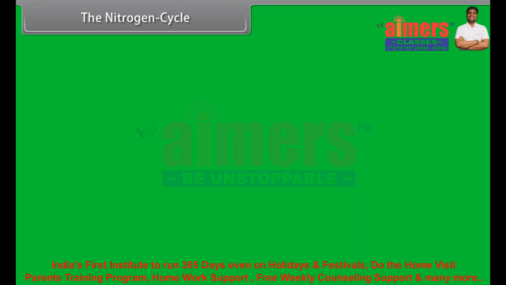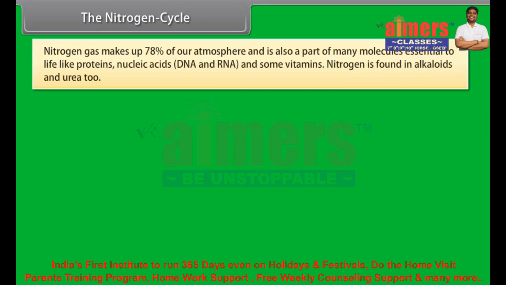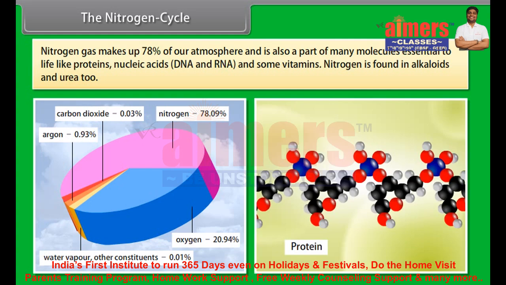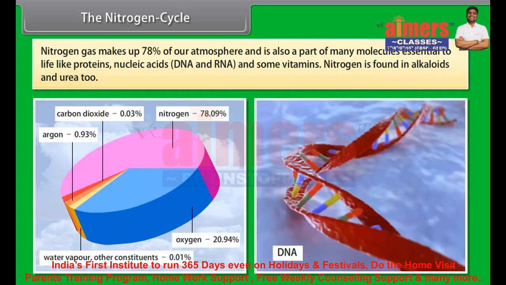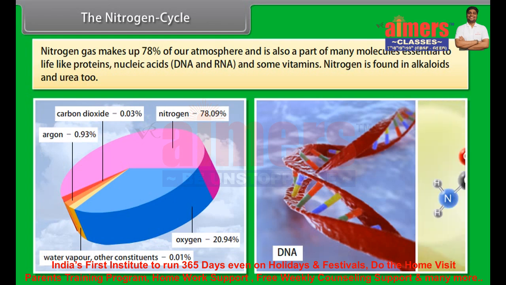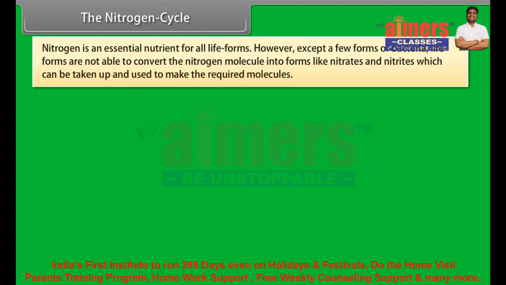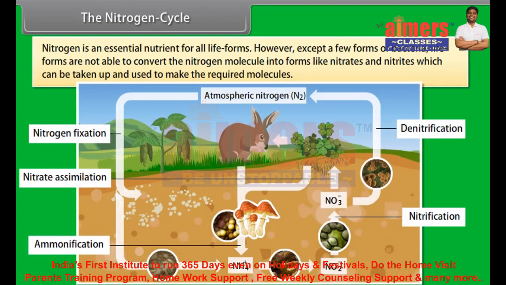The nitrogen cycle. Nitrogen gas makes up 78% of our atmosphere, and nitrogen is also a part of many molecules essential to life, like proteins, nucleic acids, DNA and RNA, and some vitamins. Nitrogen is found in alkaloids and urea too. Nitrogen is an essential nutrient for all life forms.